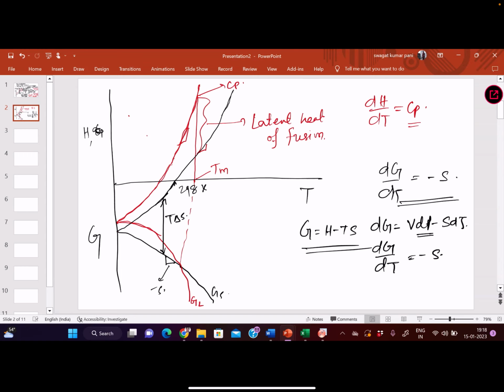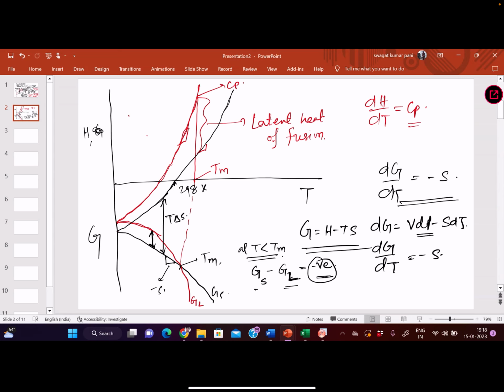And what is the driving force? It is shown already here. Suppose this is our melting point. Below this, the free energy of liquid is higher as compared to the free energy of solid. So there is a driving force for phase transformation below the melting point, for liquid to solid. So how do we write this driving force? Below the melting point, at T less than Tm, free energy of solid minus free energy of liquid is negative. So this is the required condition for any phase transformation. The free energy change must be negative.